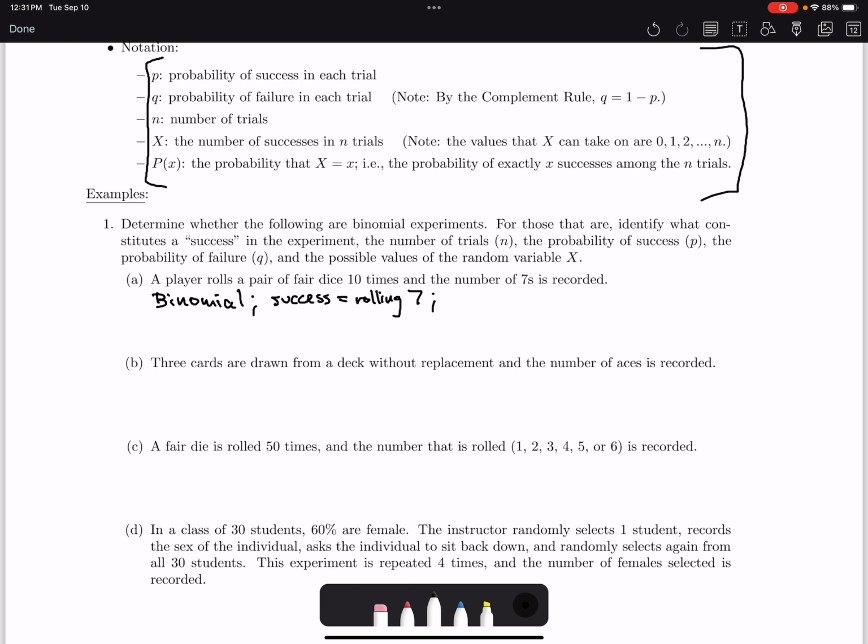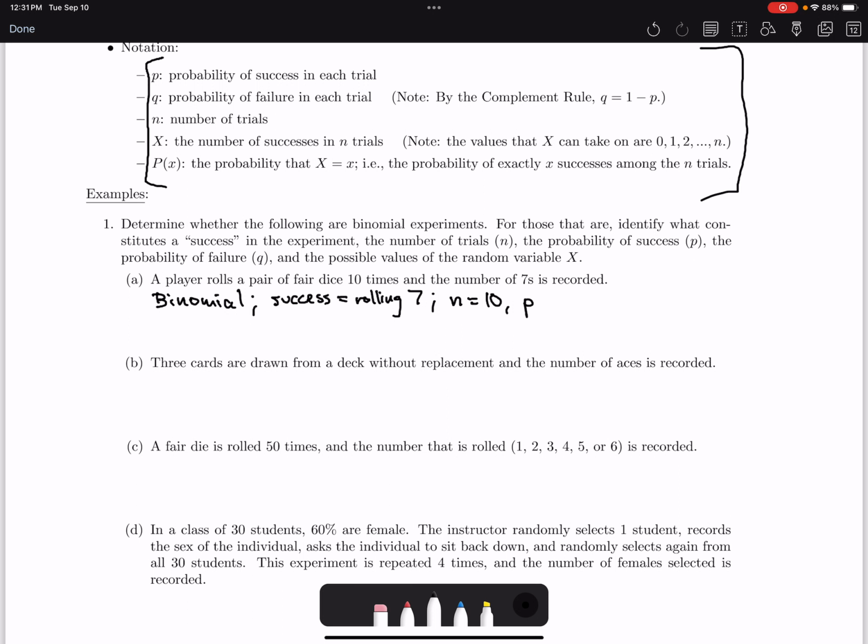Number of trials was 10, so n equals 10. Probability of success, p. Okay, so here you should go back to section 2.2 when we first introduced the basic notion of probability, and there was an example in that section where we listed out all of the possibilities when you roll a pair of dice.